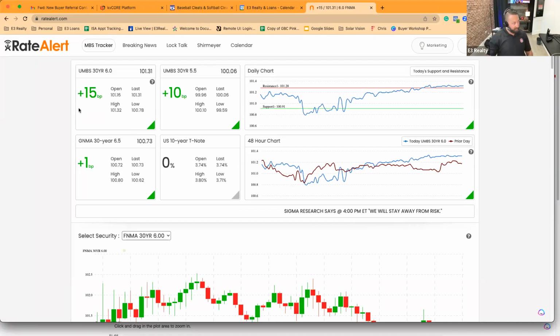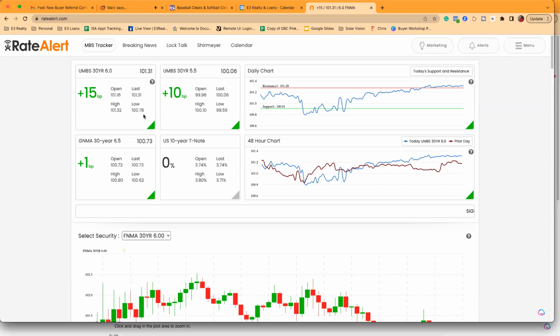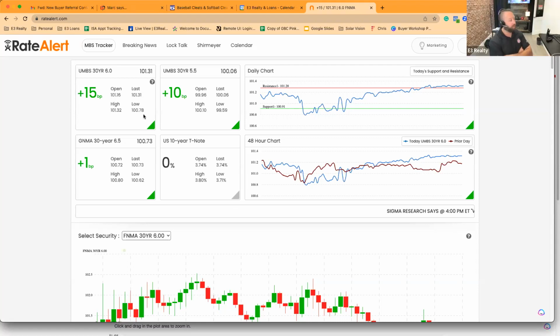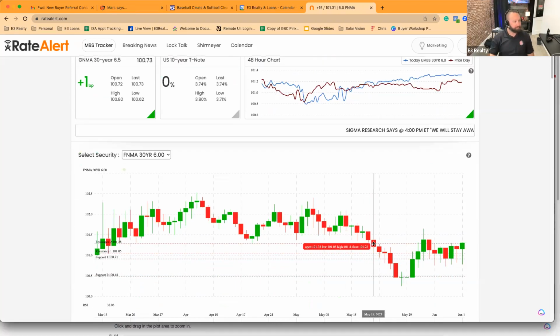I mean, we've already seen today this is low. It opened at 101.16. Last was 101.31. The low was 45 bips short today already. So we've had a 60-point swing today, basically on the 6.0 coupon. It's gonna be like that all week, right? Because you have the Fed meetings coming up, you have CPI, inflation, PPI coming out, plus the Fed's meeting on hopefully pausing. So all that comes into play.